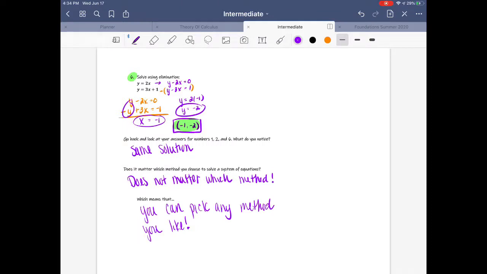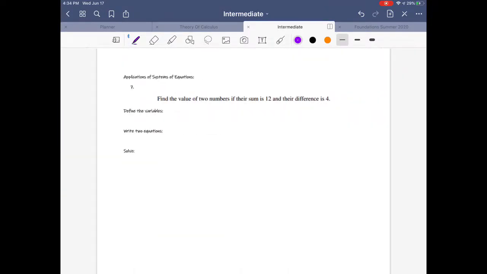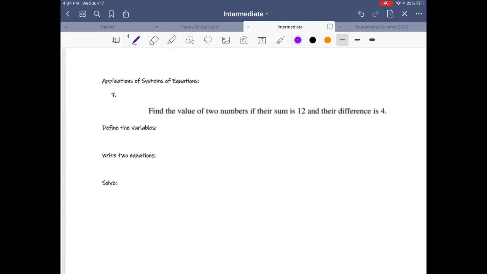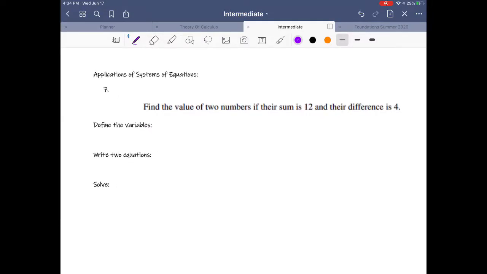That is your choice. I'm not going to specify on a test which one you have to use, so you just choose which one you're comfortable with. And that is going to be helpful in these next couple examples. These are applications of systems of equations, and it's a little more freelance. You can kind of choose how you want to set these up. I'm going to show you the algebraic way to do this and probably what you'll see in textbooks.